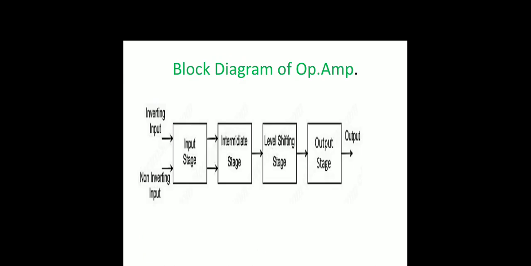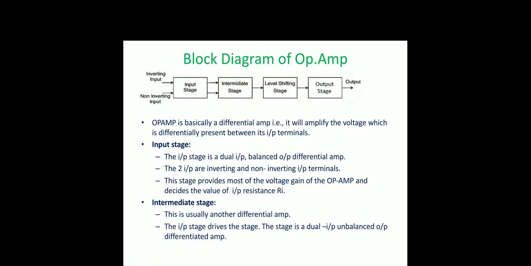What are the stages and how they work for being an op amp? There are four blocks: input stage, intermediate stage, level shifting stage, and output stage. Input stage has two inputs, inverting and non-inverting. Let's talk about each stage step by step.